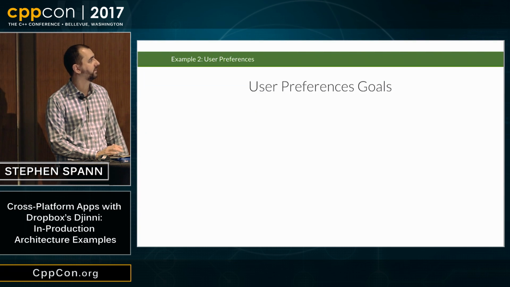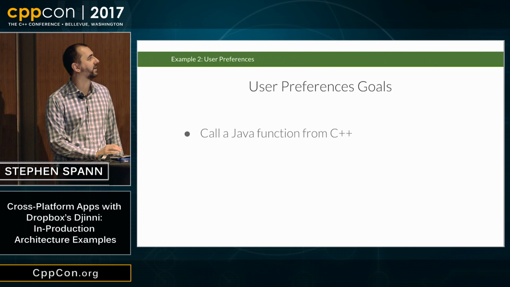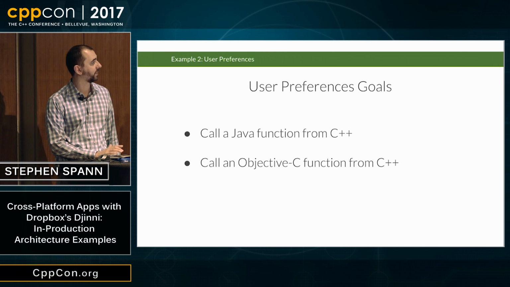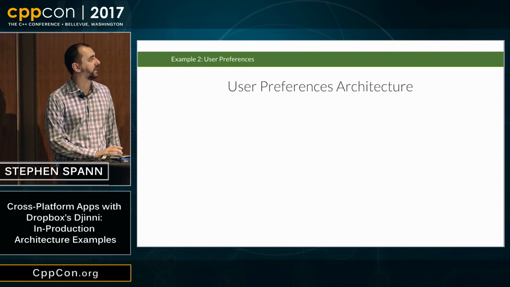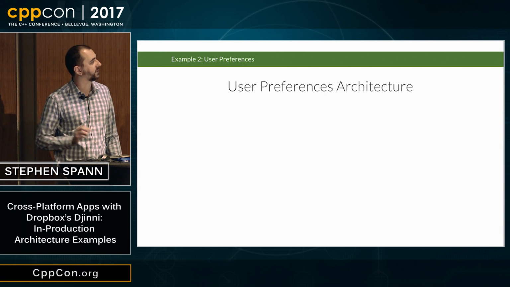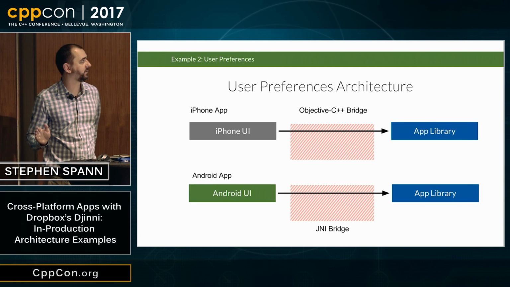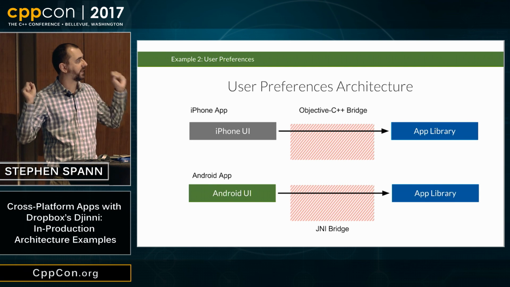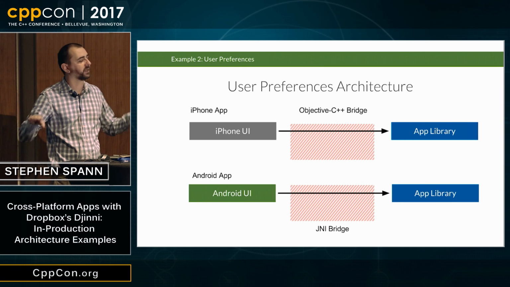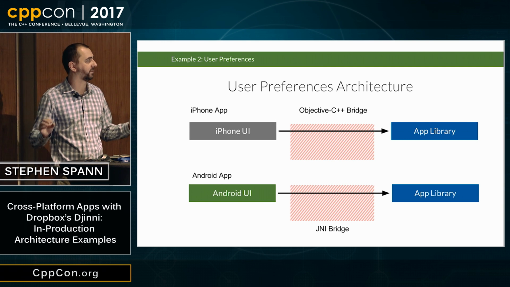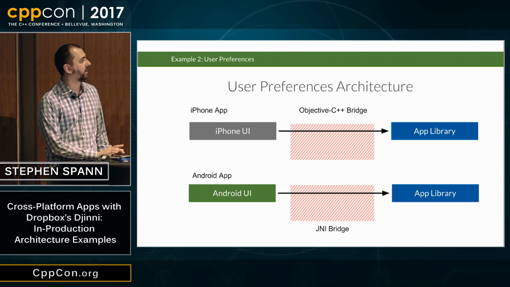So, recap. Call a Java function from C++. Call an Objective-C function from C++. So what's that going to look like? It starts out pretty similar to our hello world. The UI passes through the bridge and instantiates the C++ class, that kind of thing.